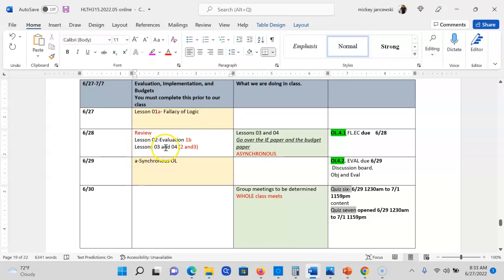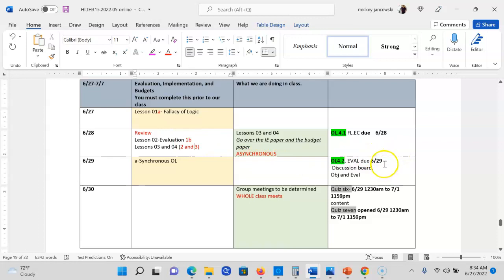And then you should also look at, it says 3 and 4 here. In Blackboard, it's lesson 2 and 3. One of them is on evaluation and implementation, and one of them is on the budget. So you need to come to class prepared on Thursday, because normally we do not meet as a whole class, but this Thursday we're going to meet as a whole class, and I'm going to go over the IE paper and the budget paper.